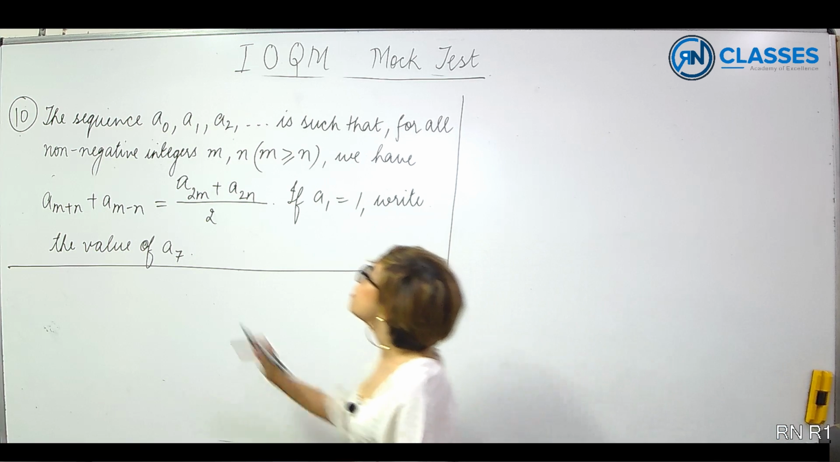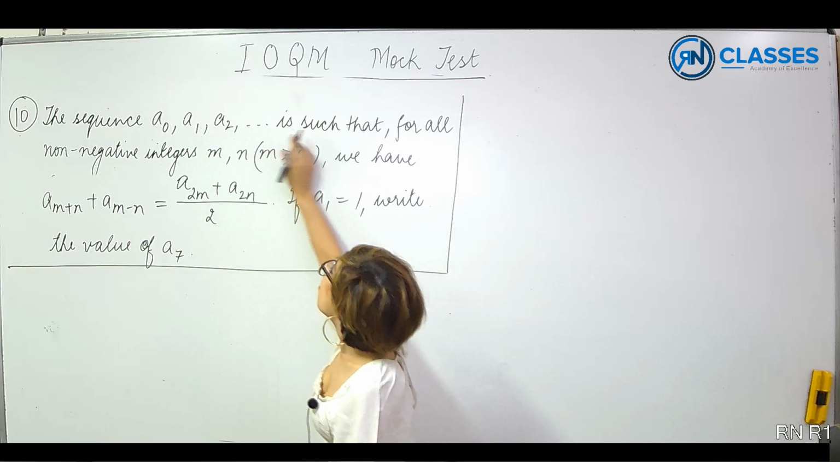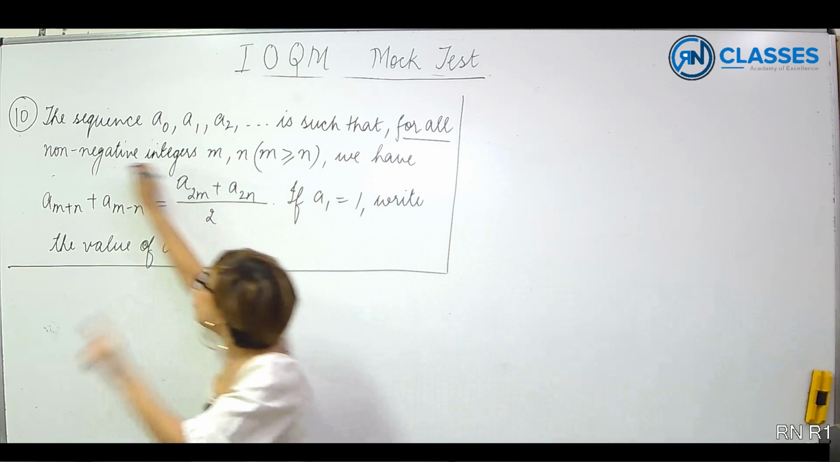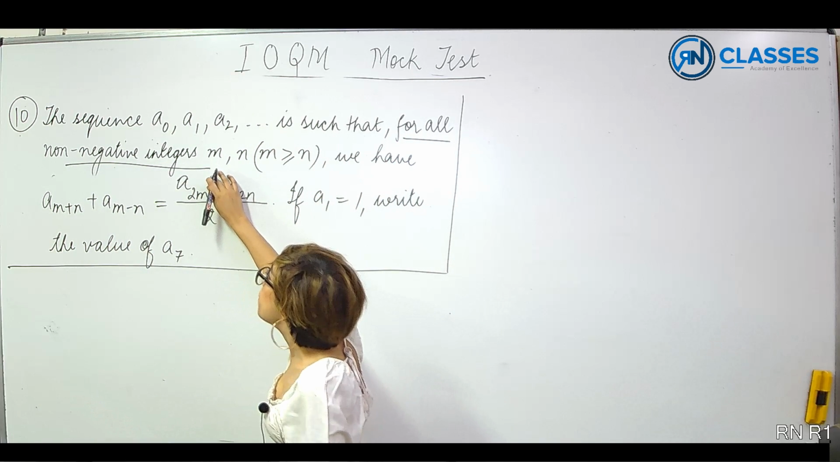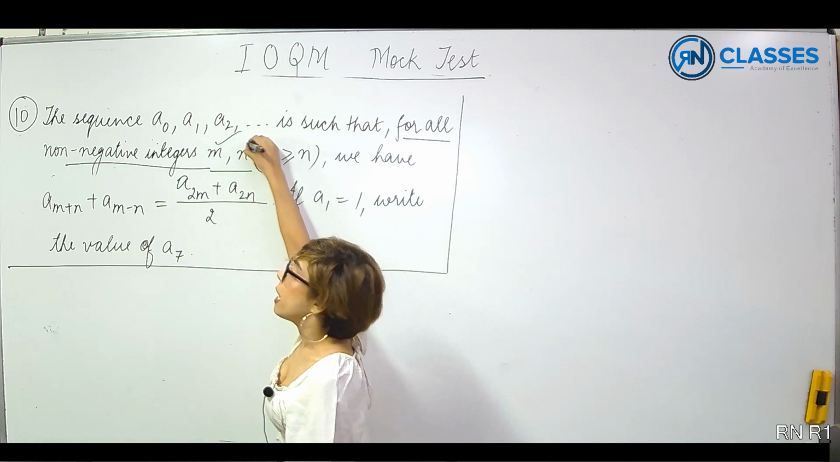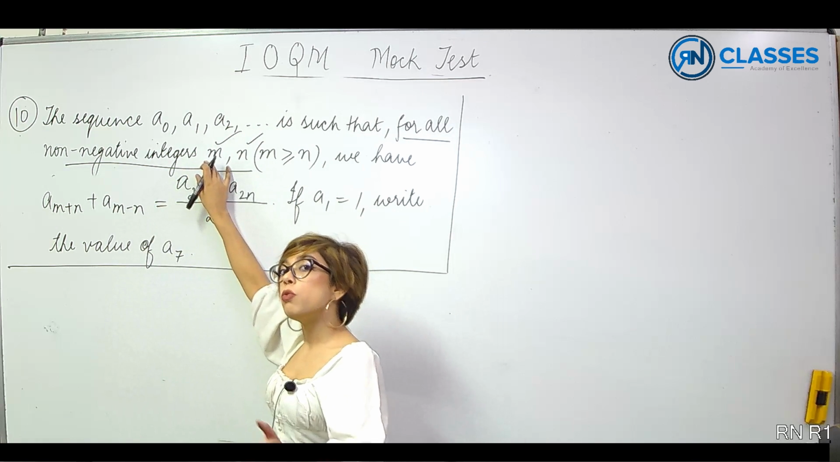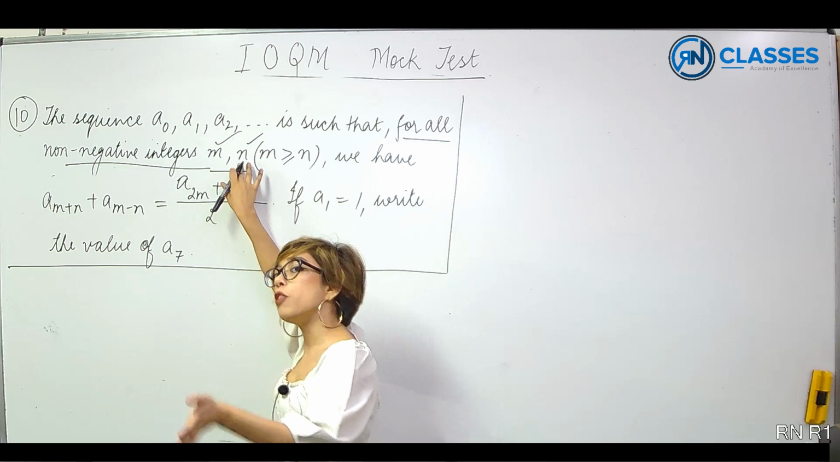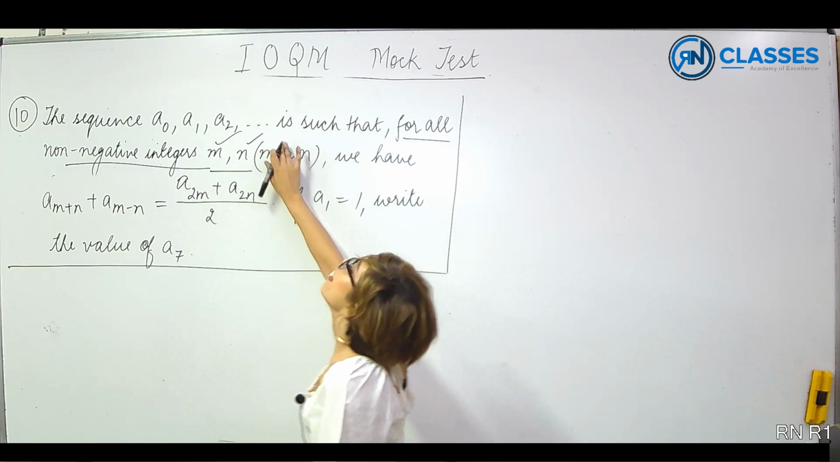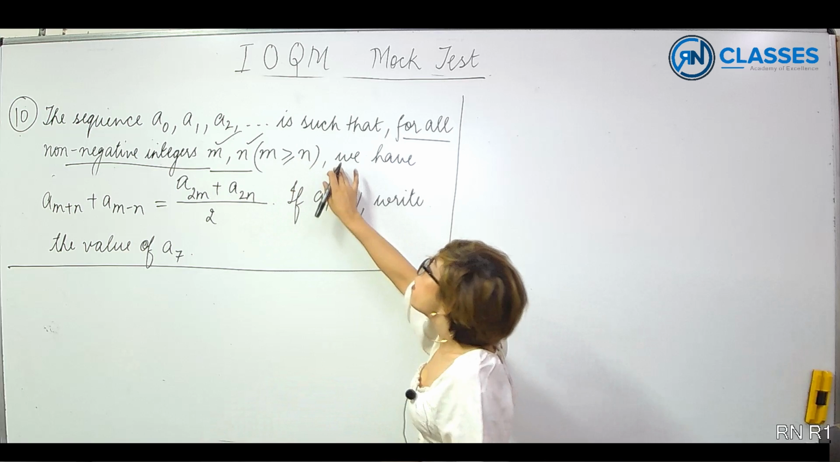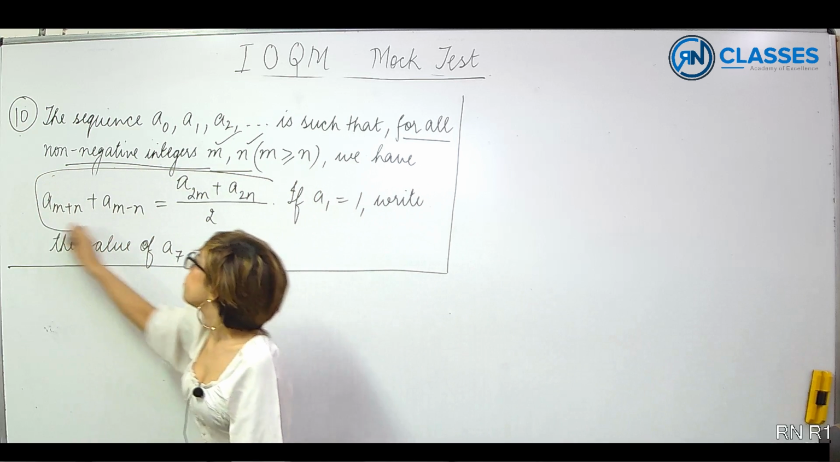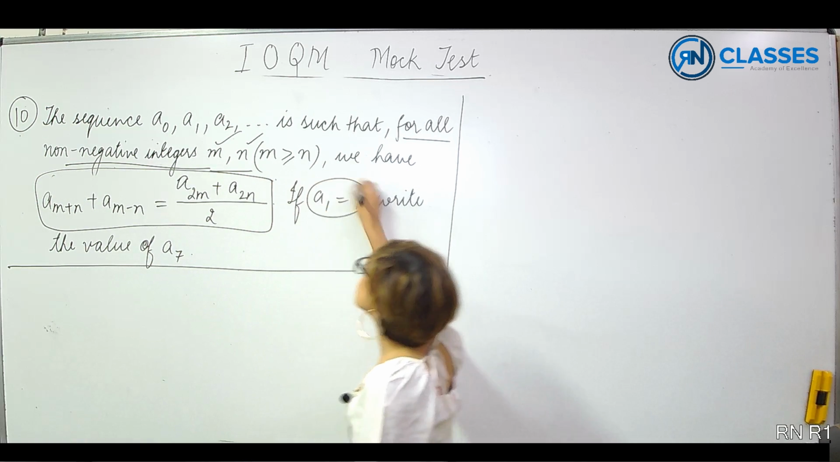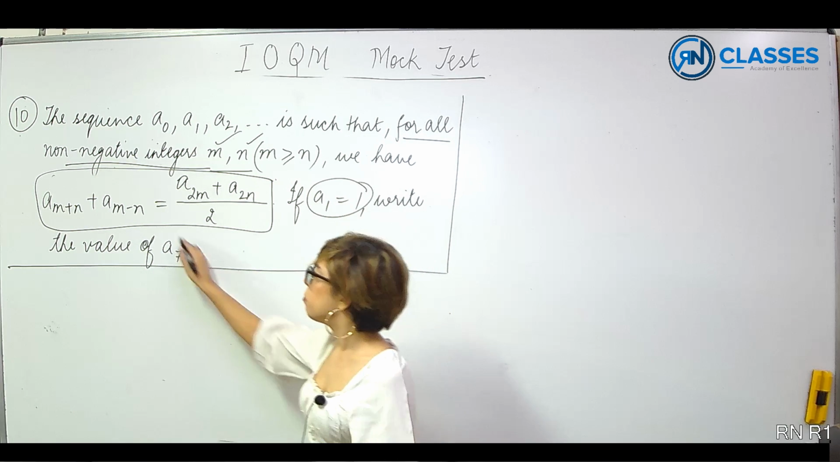Now you say sequence A0, A1, A2, and so on. It's such that for all non-negative integers m and n, both of them non-negative, that means m can be 0, 1, 2, 3, and so on, and n can be 0, 1, 2, 3, and so on, and m is greater than or equal to n. Right? We have this relationship. Now he says that A1 is equal to 1. You need to find A7.